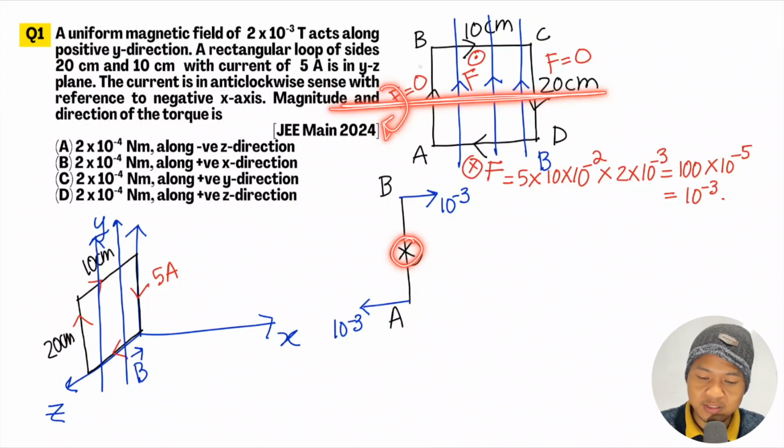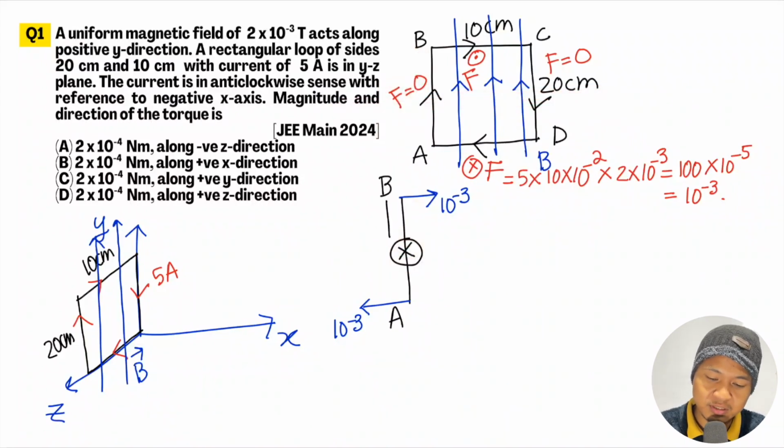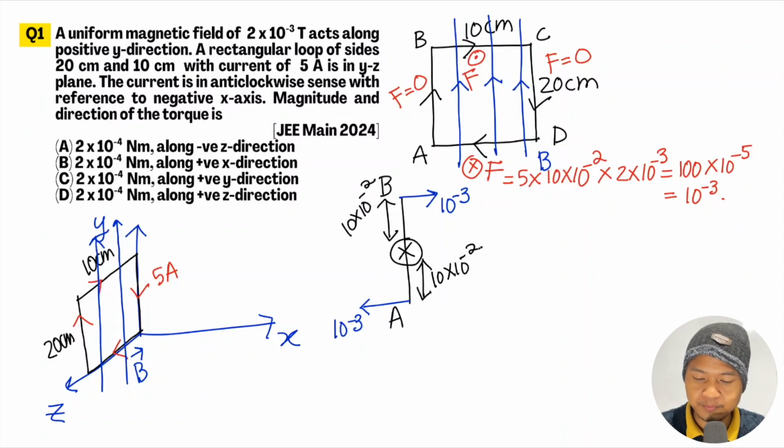Now the length is 20 by 2, which is 10. So that means this is 10 centimeters. So 10 into 10 power minus 2. Similarly, here also 10 into 10 power minus 2. Torque is R into F. So what is the net torque here? Therefore net torque equals R into F. So 10 power minus 1, which is 10 into 10 power minus 2, into the force 10 power minus 3.